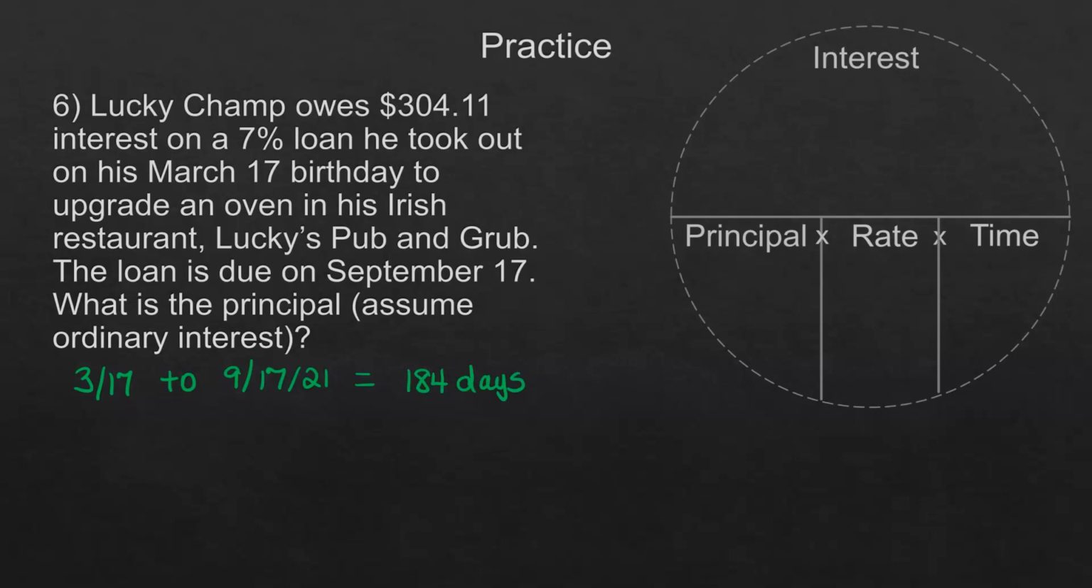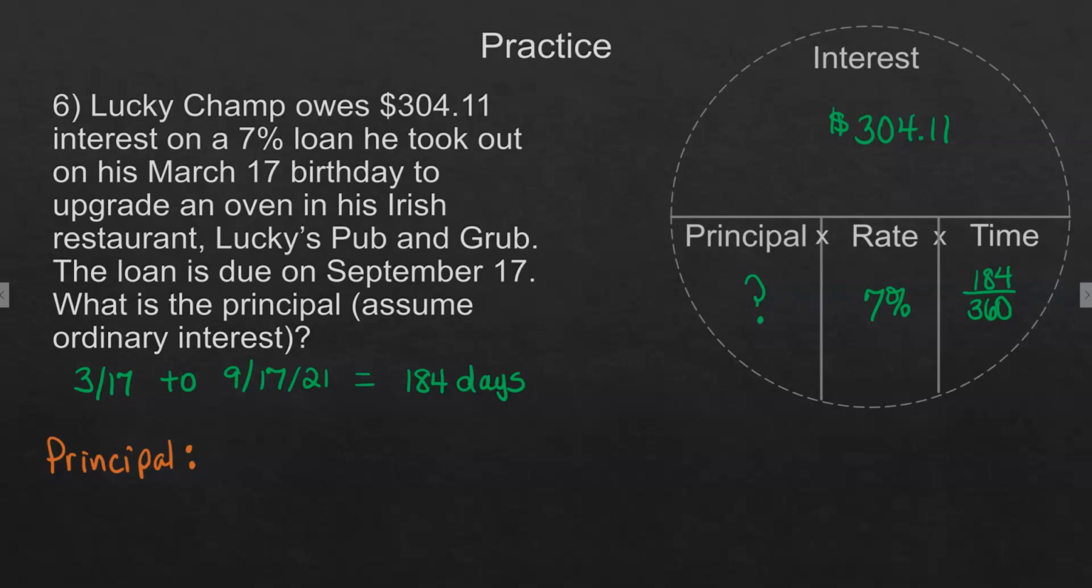Now I can fill out my circle. So 304.11. I'm looking for the amount of principal, knowing the other three parts. The other three parts to the formula, I'm missing one part. It's 7% in 184 days out of 360 days.